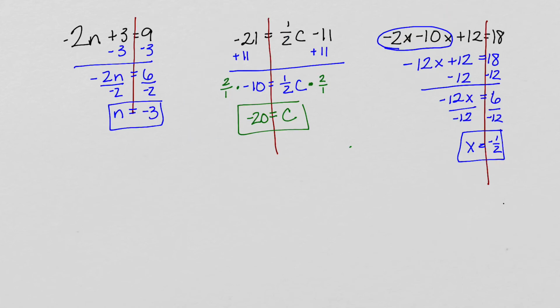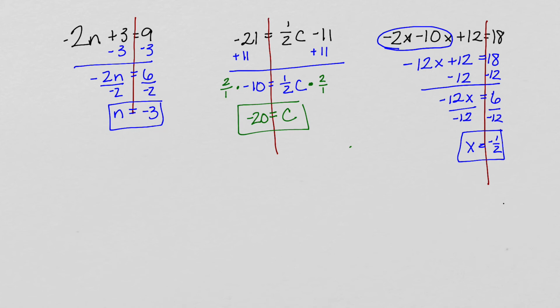Okay, for your first 3 try-its, your answers should have looked like as follows. For the first problem, -2n plus 3 equals 9. You subtract 3, then divide by -2, and you get n is -3.